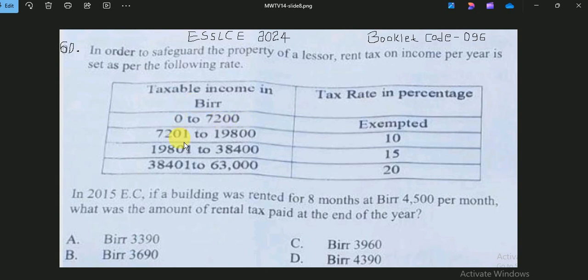For a person who collects income from rental, for an income of this much, from 0 up to 7,200, there is no tax. It's exempted from taxation. If the income is in this range, the tax rate is 10%, then 15%, then 20%. So the question is, in 2015 Ethiopian calendar, if a building was rented for 8 months at Birr 4,500 per month, what was the amount of rental tax paid at the end of the year?